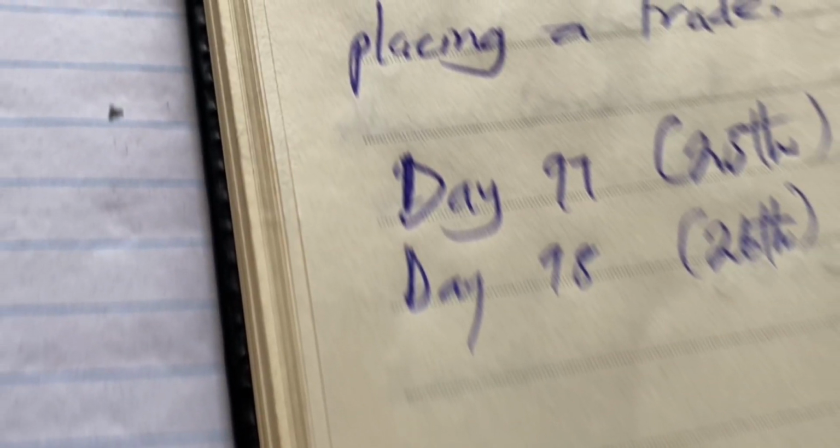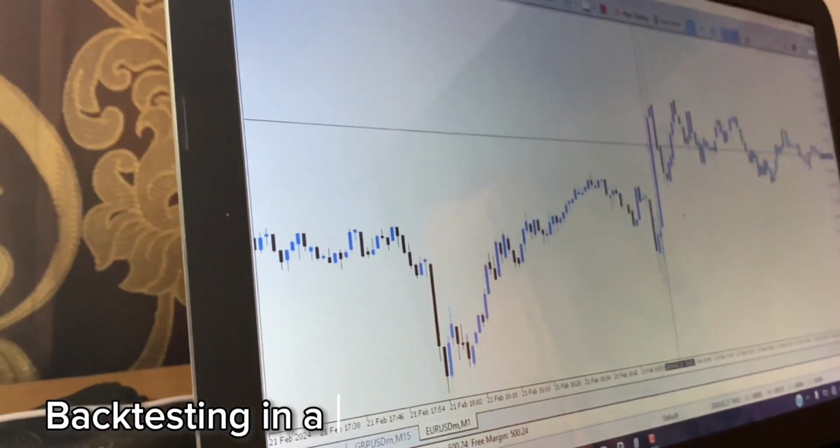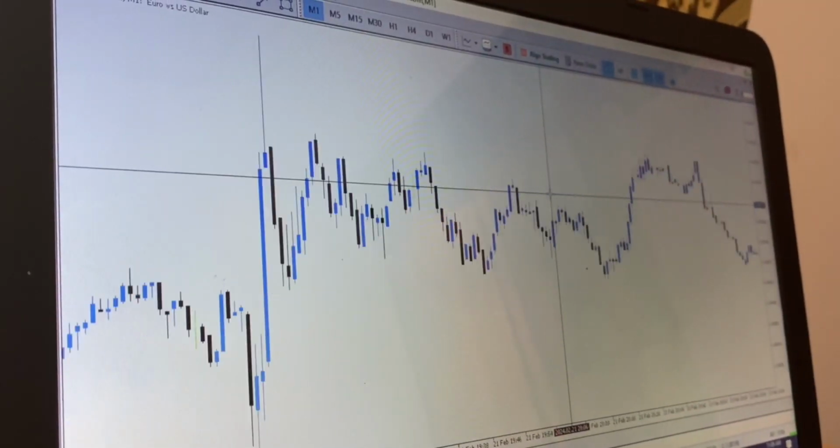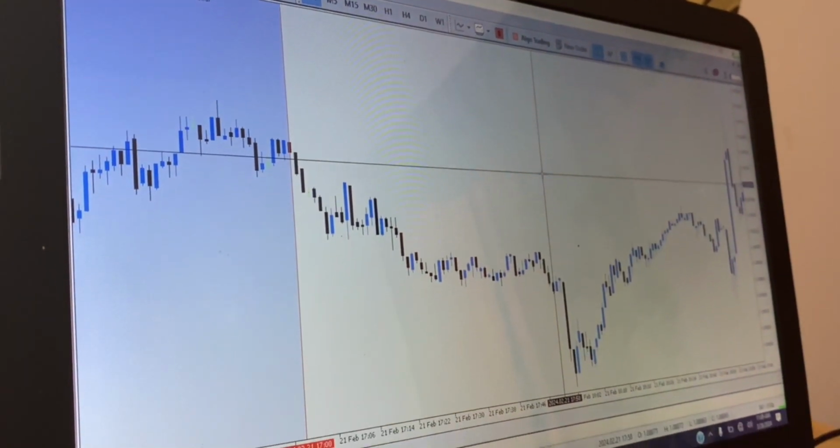Anyway, today is just some backtesting work right here, okay? So, I think let's run it right away. Let's do this.